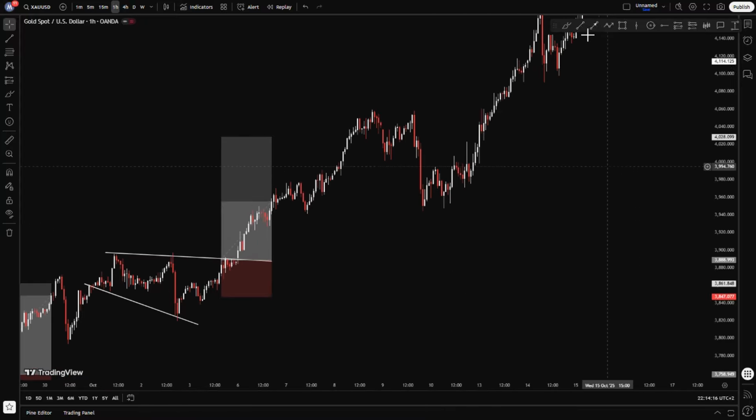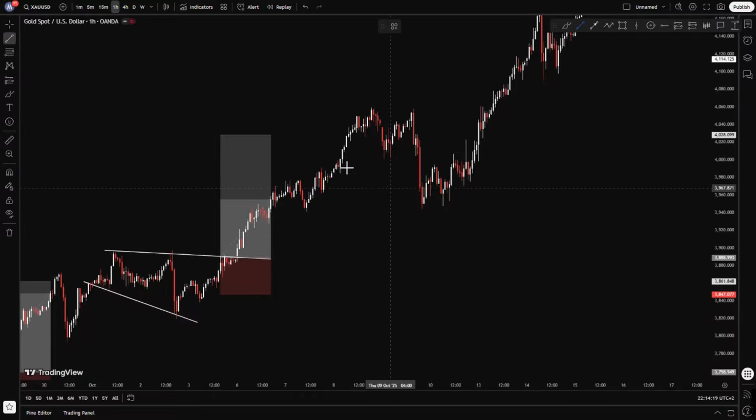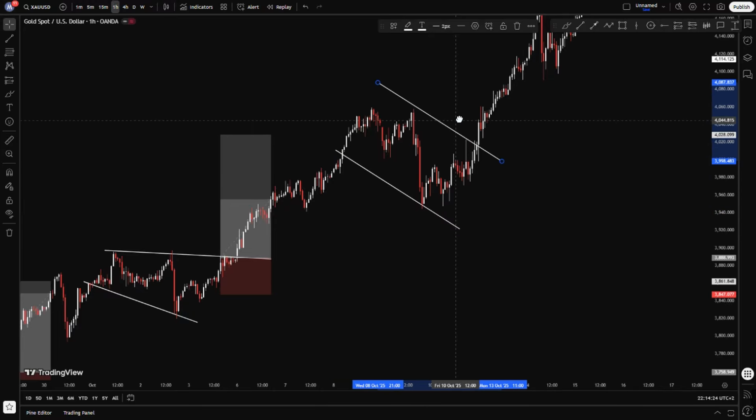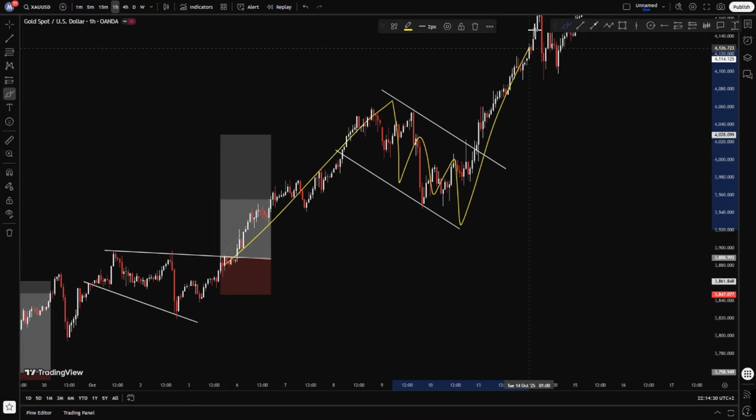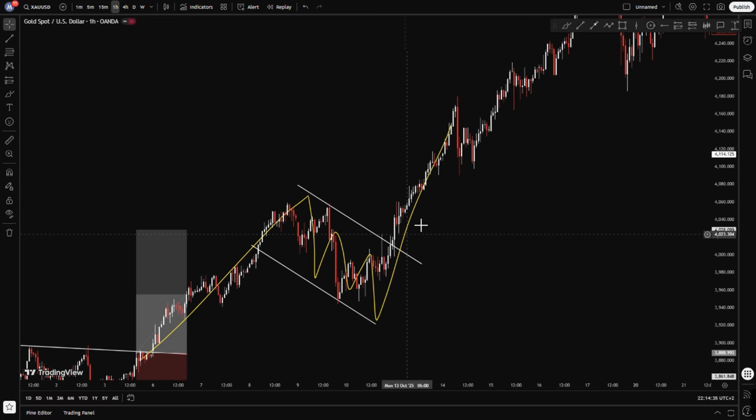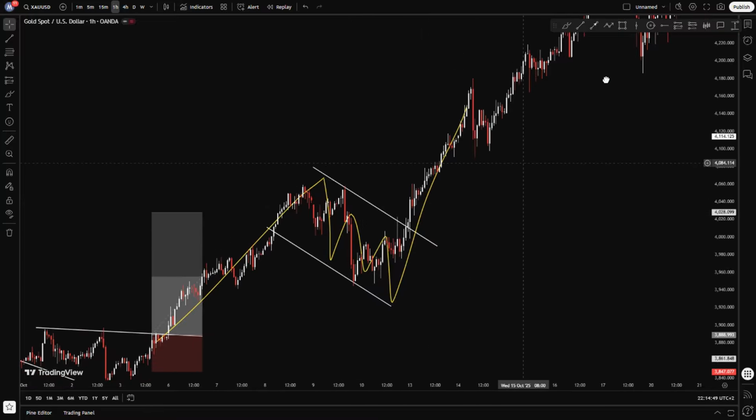Okay, so now as we continue going up, you can see, just look at this. We have nice impulse move, and then a correction, then another impulse, right? So you are going to see this over and over again. So it's very important for you as a trader to have a repeatable system. Okay, so as you can see, this is something that happens over and over again.